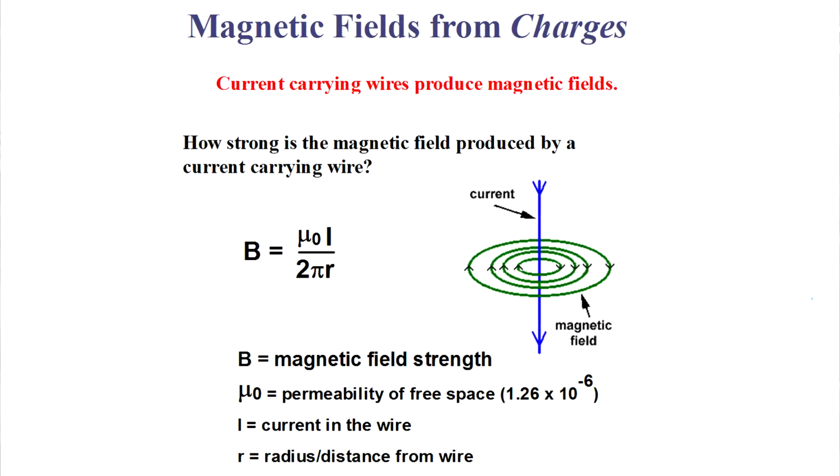And here it is. B is the magnetic field strength measured in Teslas. Mu is a constant called the permeability of free space, otherwise known as the vacuum permeability. I is the current flowing through the wire, measured in coulombs per second or amps. It's just the amount of charge flowing past a point in the circuit per second. And R is the distance or radius from the wire. So that's how we figure out the magnitude, the size of the magnetic field produced by a wire.